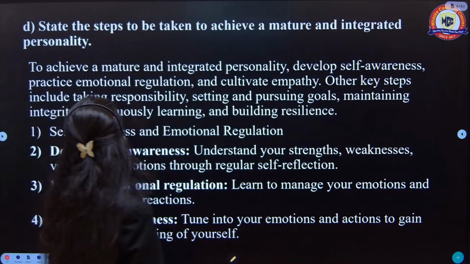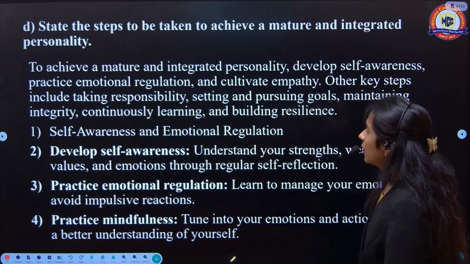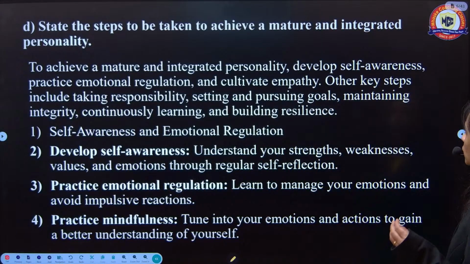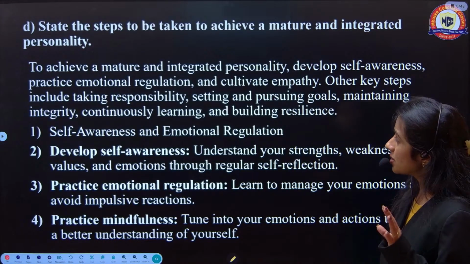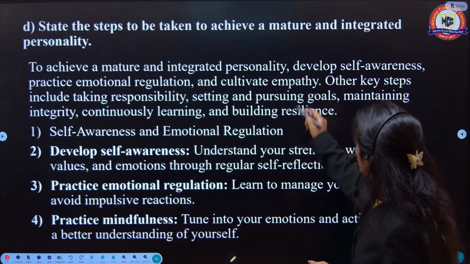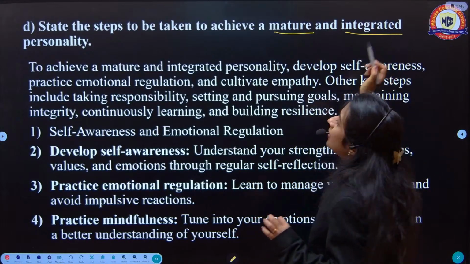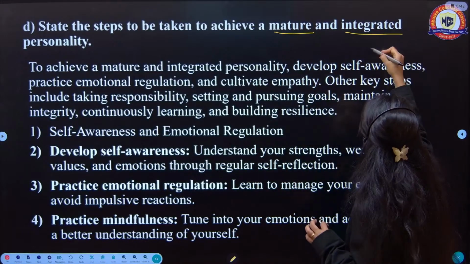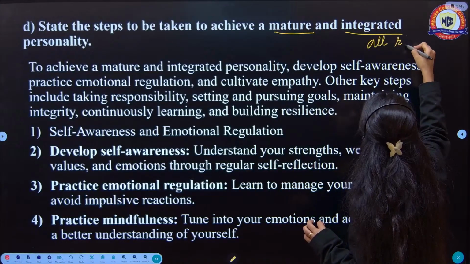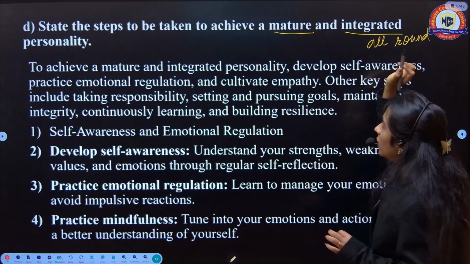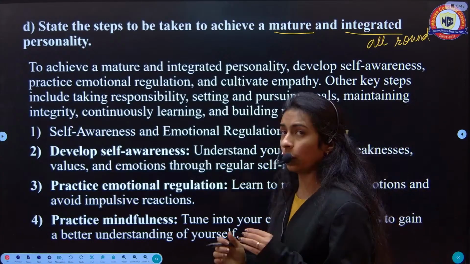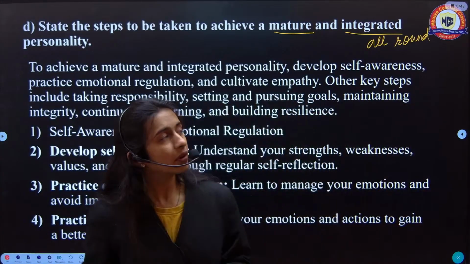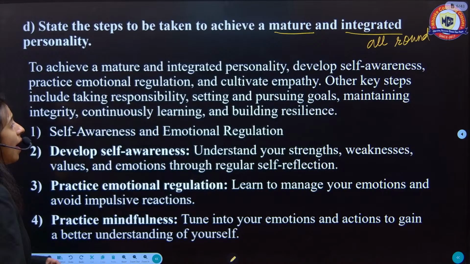Okay, next. State the steps to be taken to achieve a mature and integrated personality. What are the steps to be taken to achieve mature and integrated? We can say it's all round. Mature is all about understanding, basically. You know when what to do. So that is what maturity means. And integrated is all about, like, you know everything.